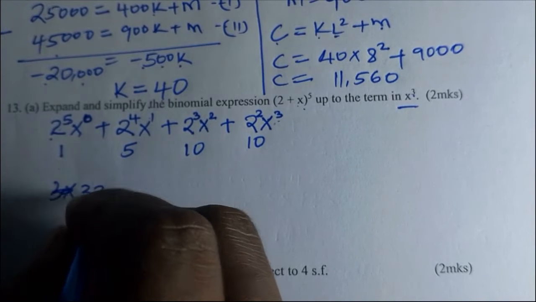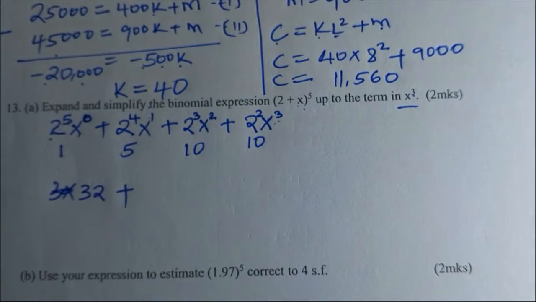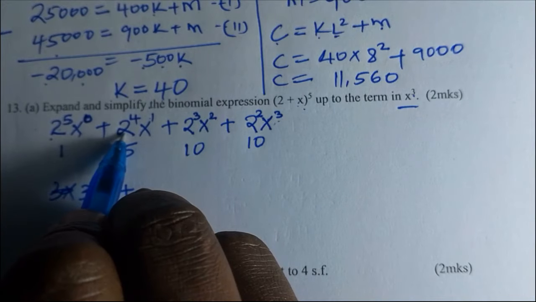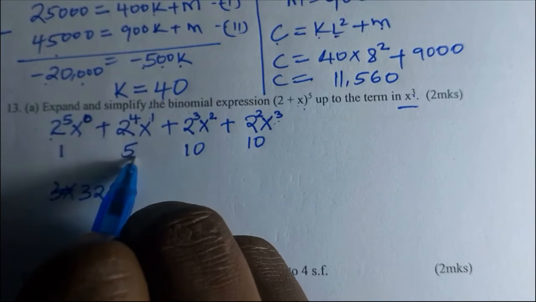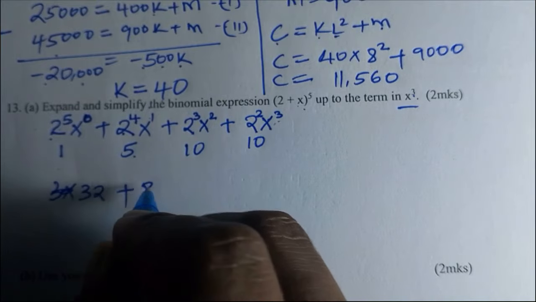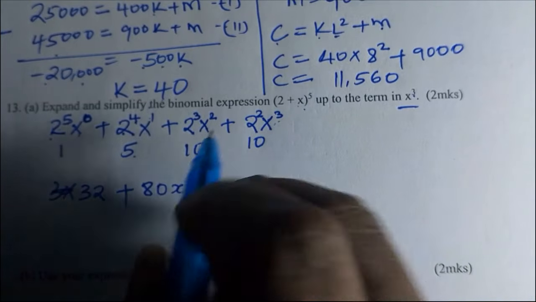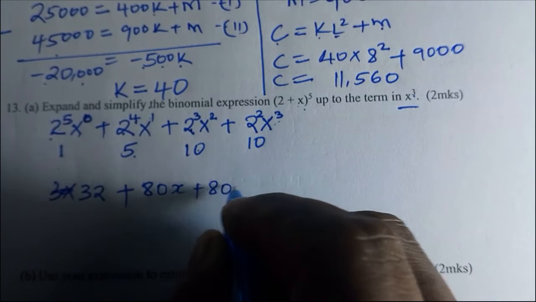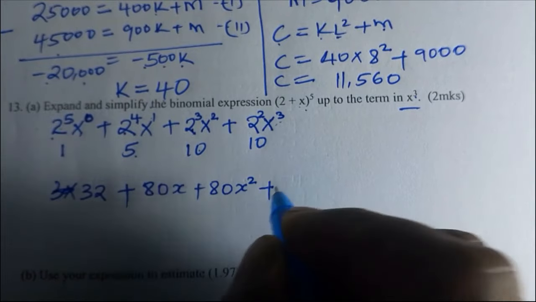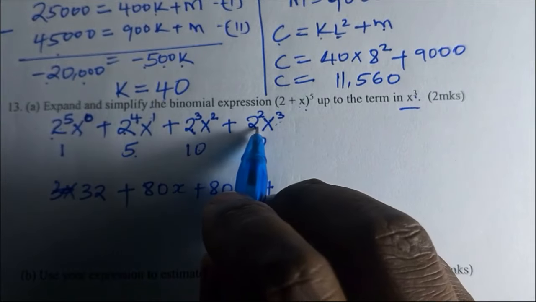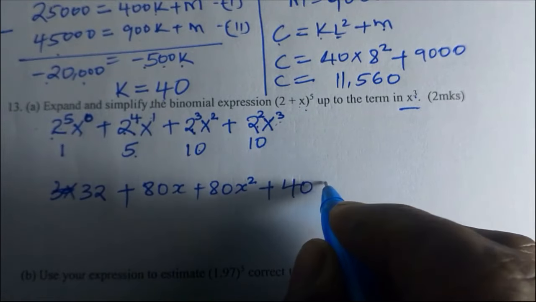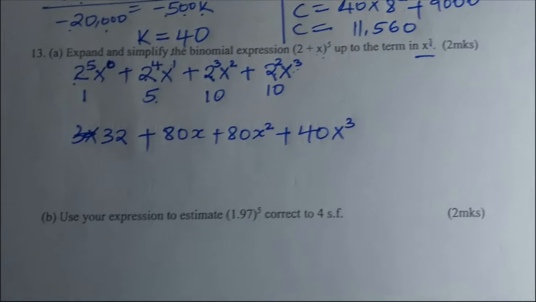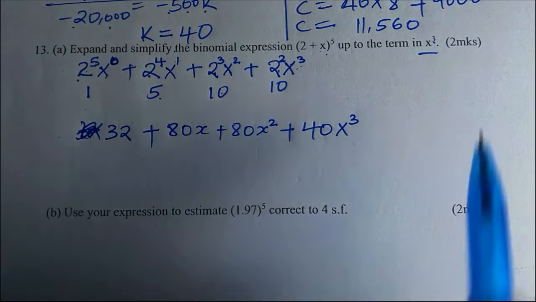plus 80, 2 raised to power 4, 16. 16 times 5, 80. X plus, 80 times 10, 80 x squared plus 40 x cubed. So we have gotten our 2 marks by expanding that way.